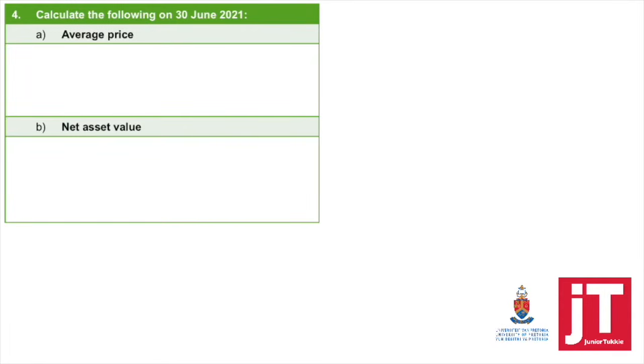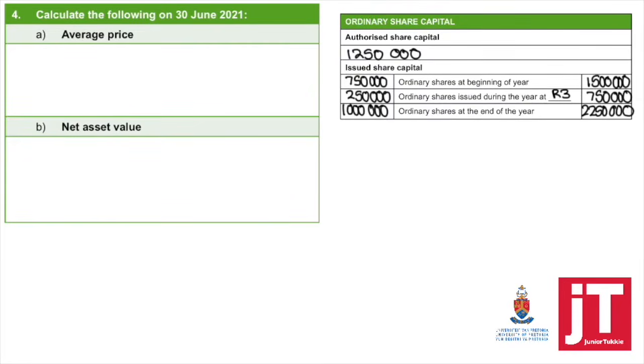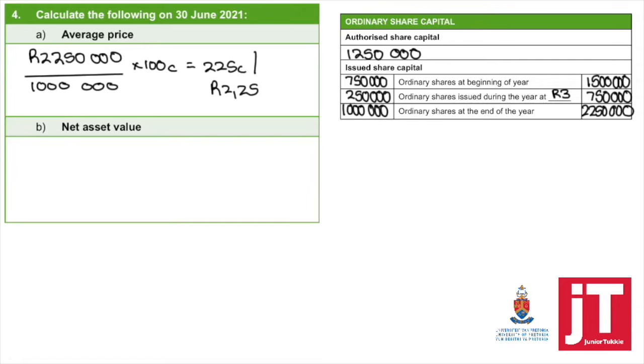Now, if I look at the average price, we can go to the ordinary share capital note and we can find the information from there. The number of shares in issue at the end is 1 million and the capital amount is 2,250,000. So if I take 2,250,000 divided by 1 million times 100 cents, my average price is now 225 cents or 2 Rand and 25.